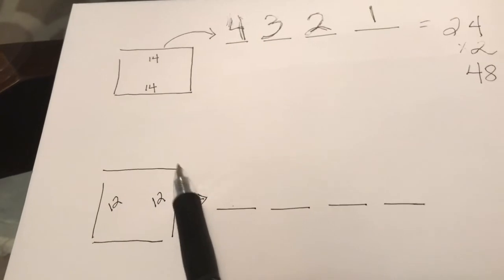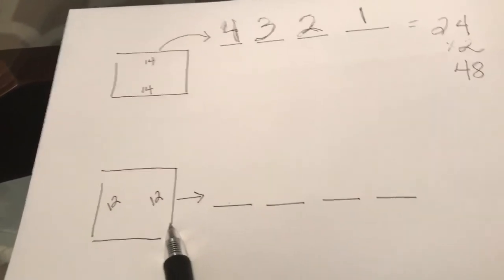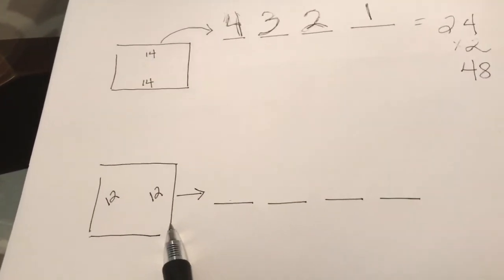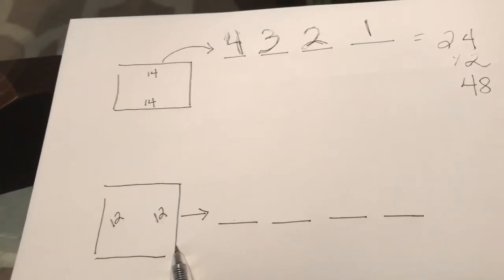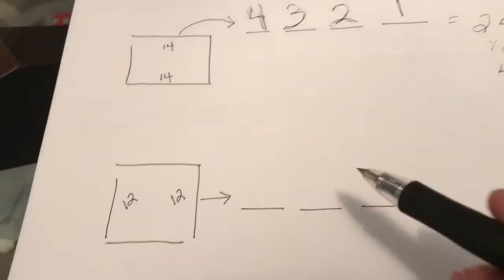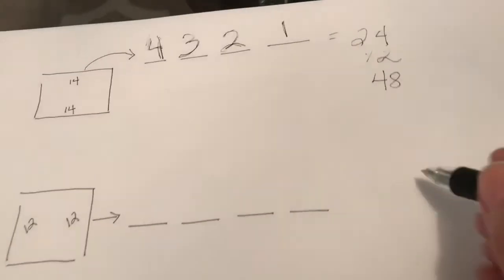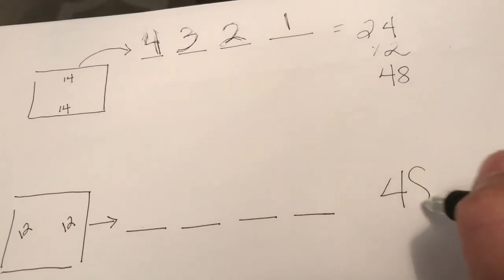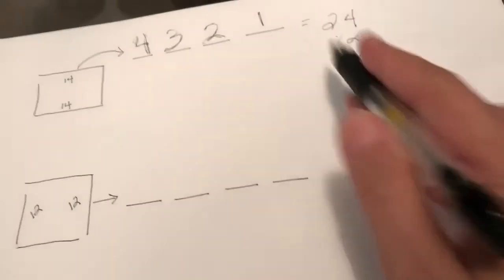So we have a 7 plus 5, a 5 plus 7, a 9 plus 3, or a 3 plus 9. And then we have what's up there. So we have a 48 again. And then 48 times 2 equals 96.